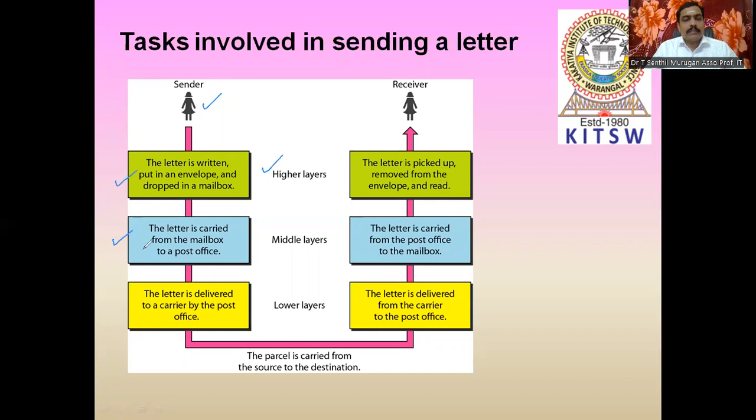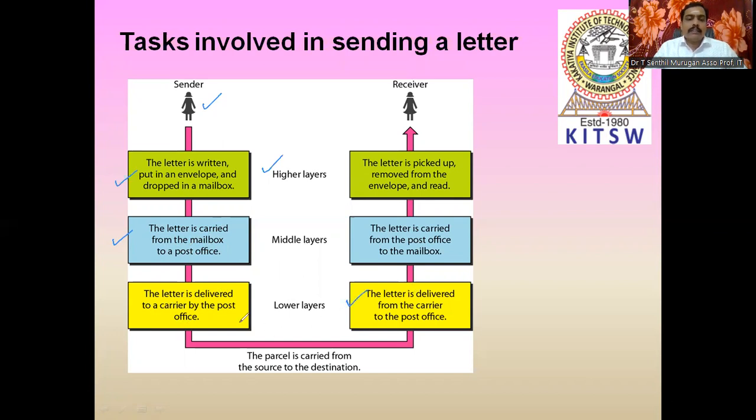Middle layers: what are the middle layers? The letter is carried from the mailbox to a post office. Some postman will come, take the letters and submit them to the post office. In the post office, the letter is delivered to a carrier. That letter will then be shifted to the destination.